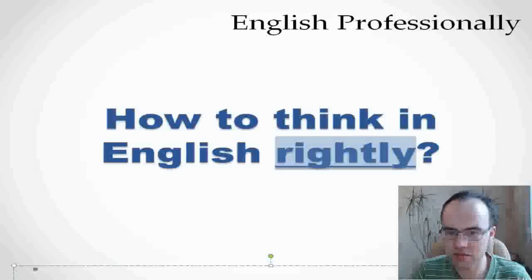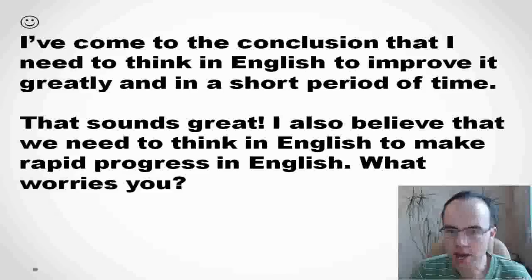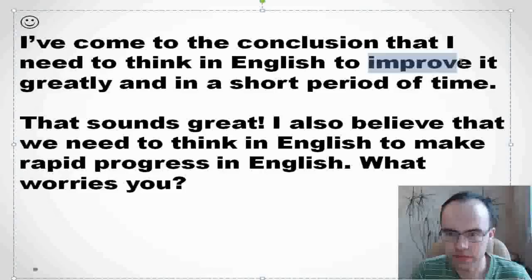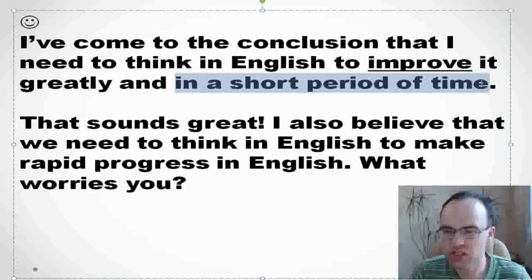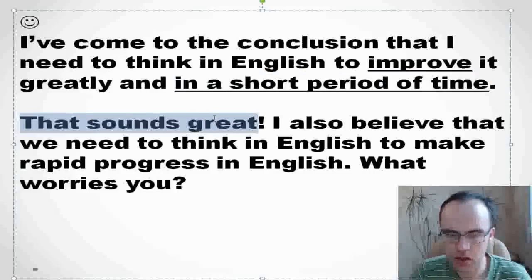So it means that many people think in English, but they do it wrongly, and they don't have a good result. Okay, so really, I've come to the conclusion that I need to think in English to improve it, yeah, to make it better, greatly, and in a short period of time. In a short period of time means as soon as possible. That sounds great, or it's a good idea.